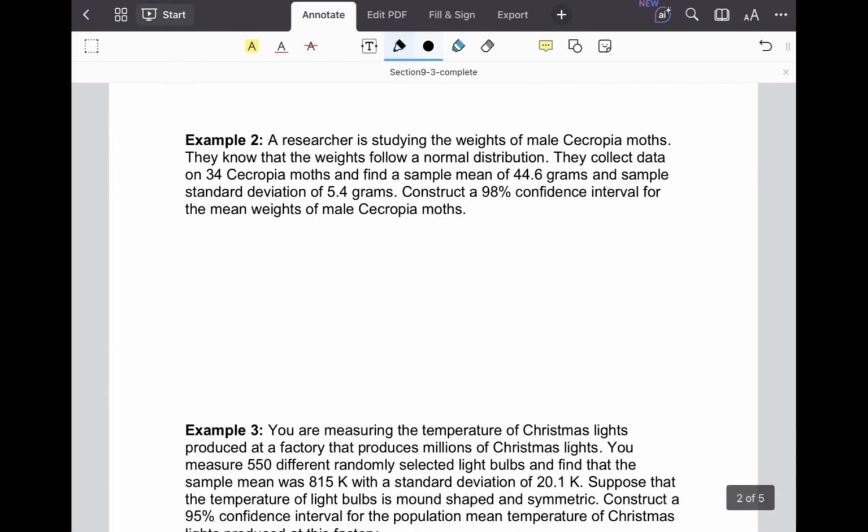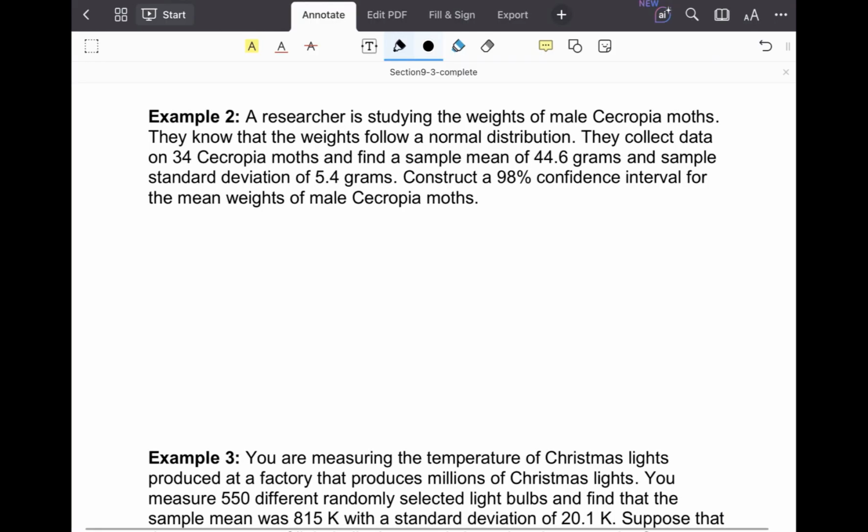So let's do one that's a little bit more straightforward. It says a researcher is studying the weights of male Cecropia moths, and they know that the weights follow a normal distribution. They collect data on 34 Cecropia moths and find the sample mean to be 44.6. Sample standard deviation is 5.4. And it says construct a 98% confidence interval for the mean weights of male Cecropia moths. Okay, so this is constructing a confidence interval.